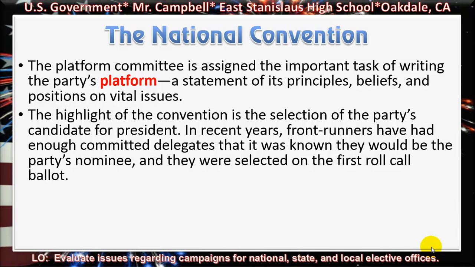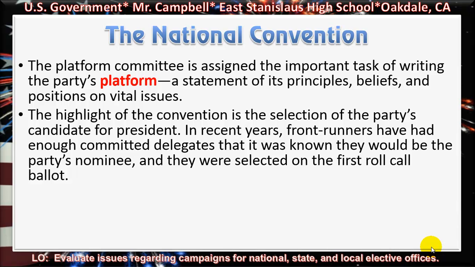The highlight of the convention is the selection of the party's candidate for president. And once again, in recent years, the frontrunners have had enough committed delegates that it was known that they would be the party's nominee. And they were selected on the first roll call ballot. Really, like I said, we look back at the 2012 election. There was no doubt. We knew that Mitt Romney would be the Republican nominee, and we knew Barack Obama would be the Democratic nominee. You go back another 4 years, 2008, same thing. We knew it would be McCain for the Republicans and Obama for the Democrats.